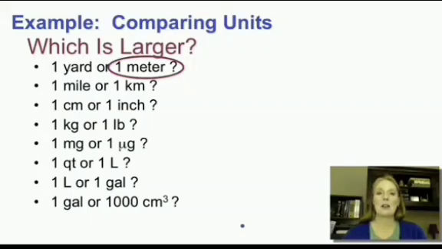How about a mile or a kilometer? Which one of those two measurements is longer? So again, I've got two measurements. They each have a number of 1, but the unit is much different. So which one's longer, the mile or the kilometer?